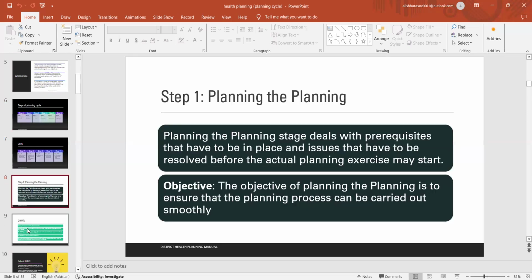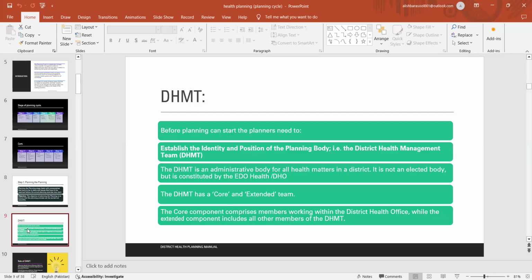Step 1, planning. The planning stage deals with the prerequisites that have to be in place and issues that have to be resolved before the actual planning exercise may start. The objective of planning the planning is to ensure that the planning process can be carried out smoothly.